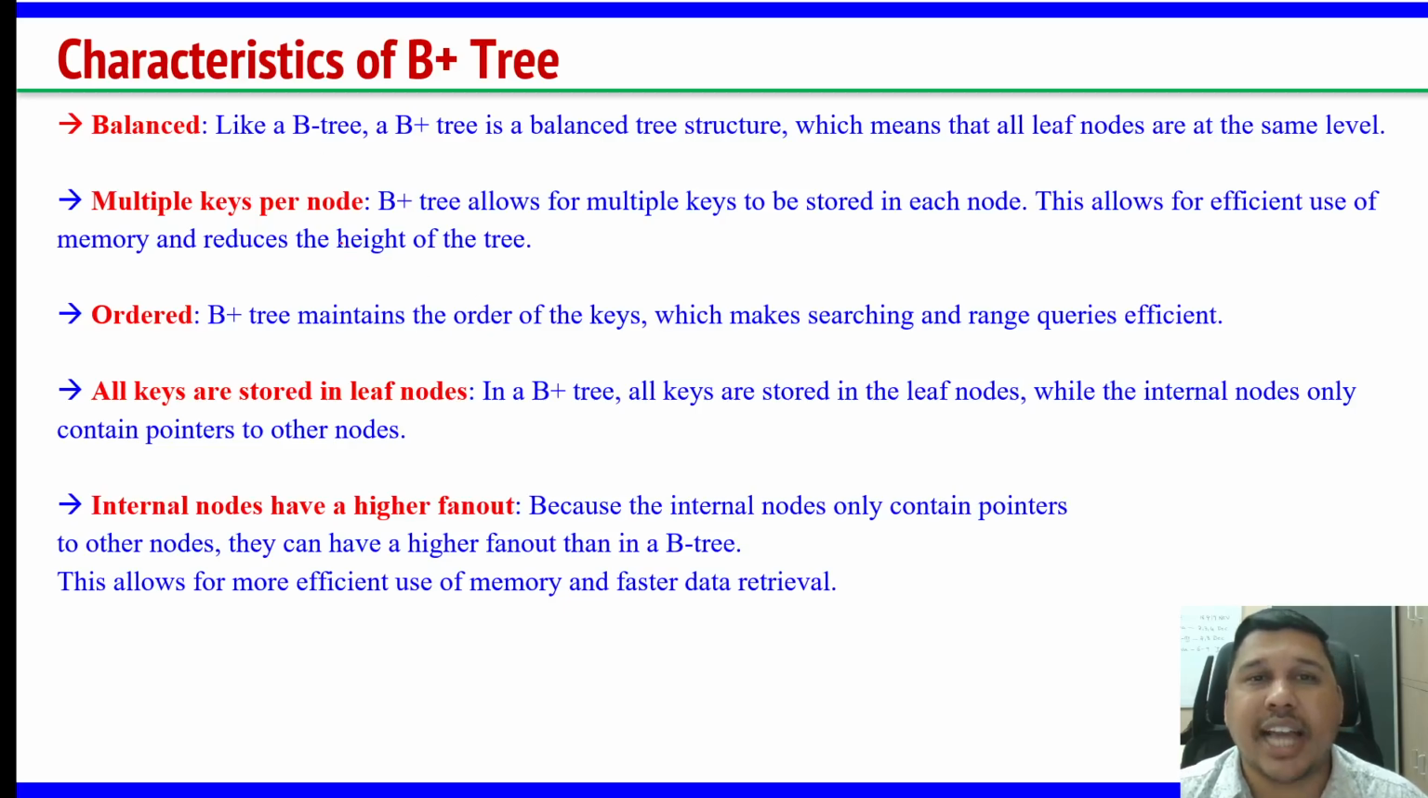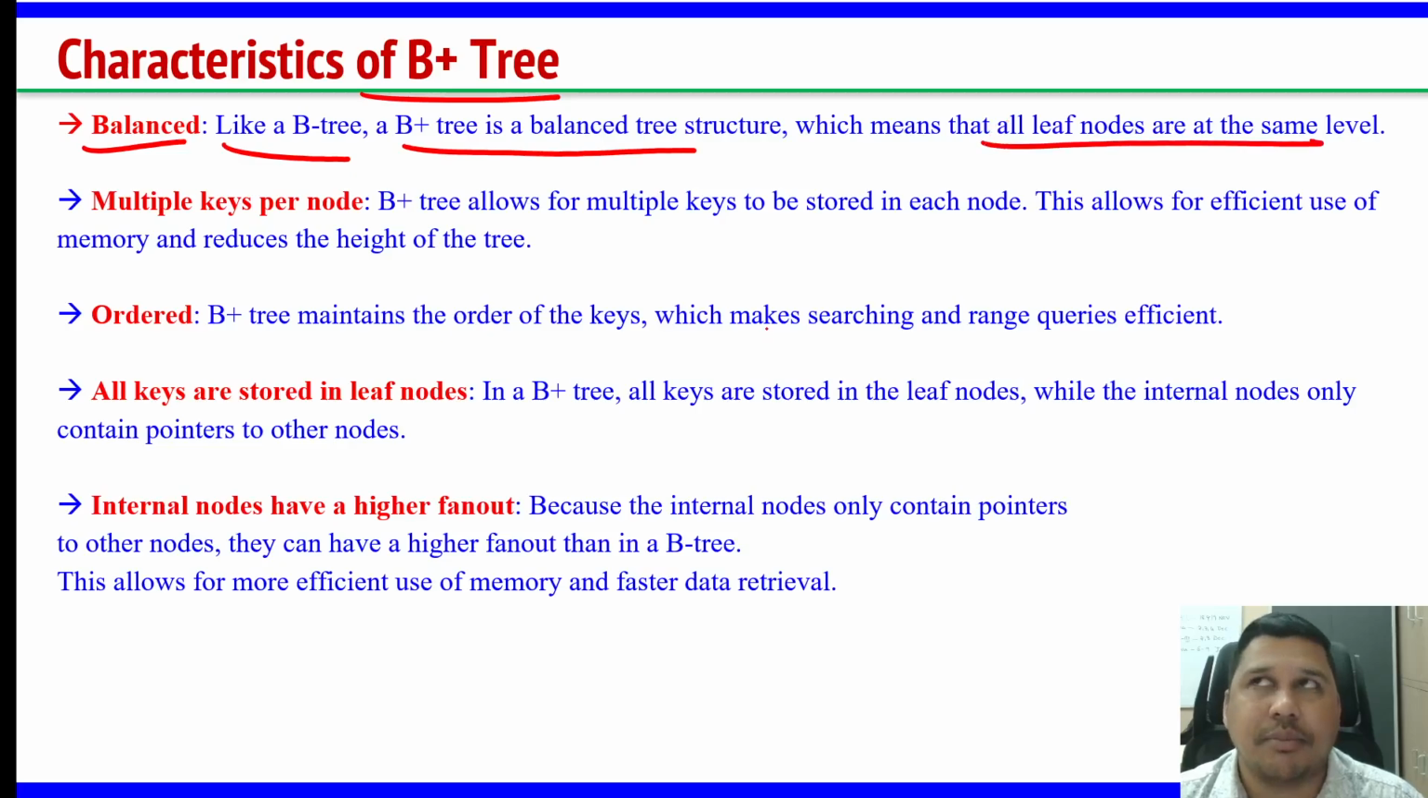What are the different characteristics? Let's study this more in detail. B plus tree. First characteristic is balanced. Like a B tree, B plus tree is also a balanced tree, meaning all the leaves are at the same level. Next, multiple keys per node. This is also the same as your B tree.